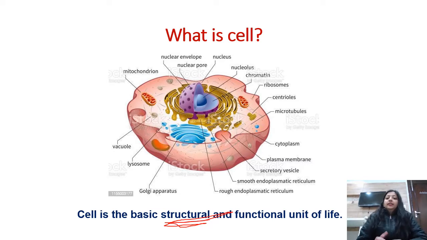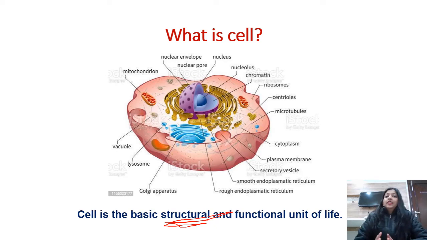Okay, then another point is, if we talk about the functions, cells can perform a vast variety of functions. For example, let's take an example of an eye. The eye cell helps us to see, right? And likewise, I'm trying to explain something to you and your brain is processing the information. That means your brain cell is performing the function of processing the information.